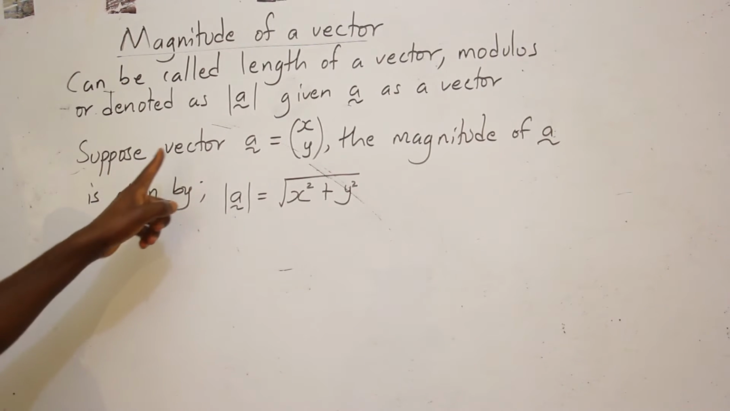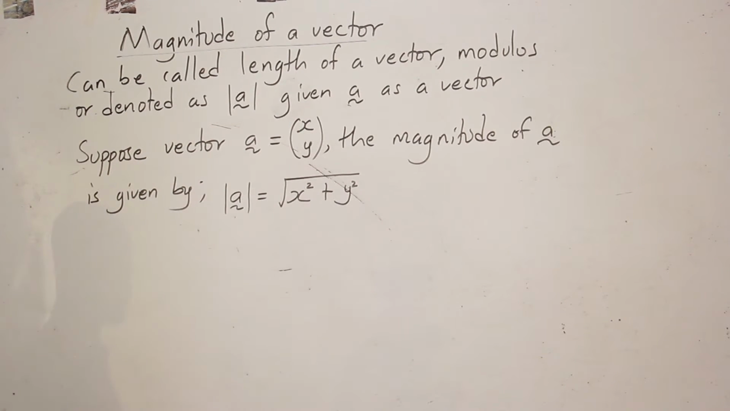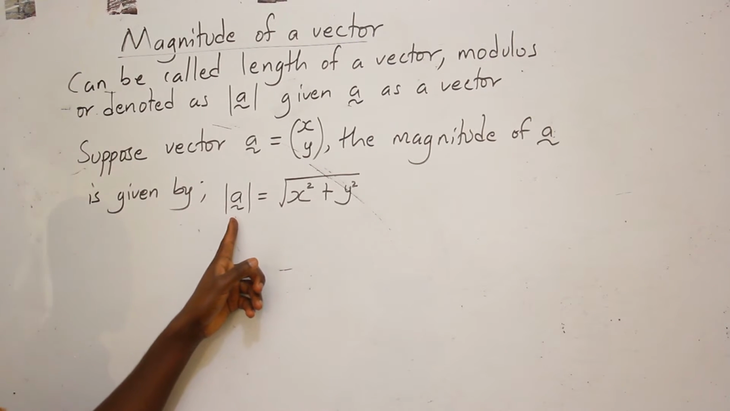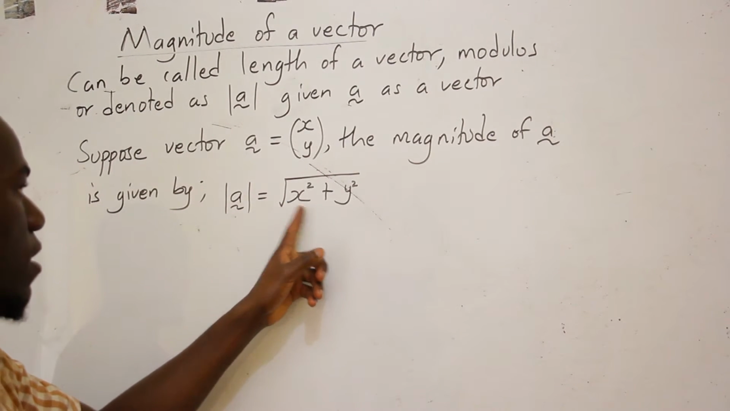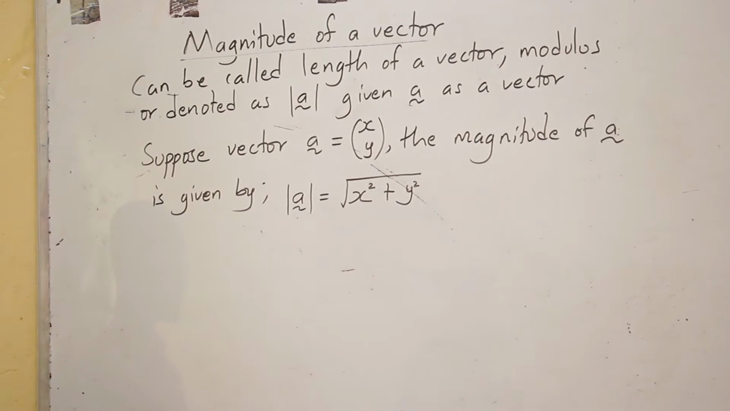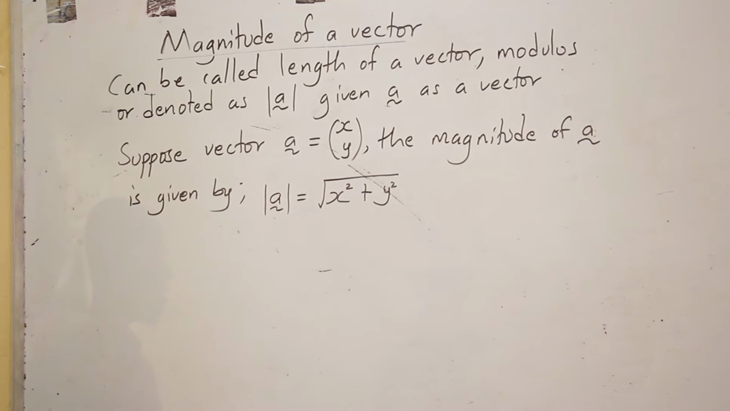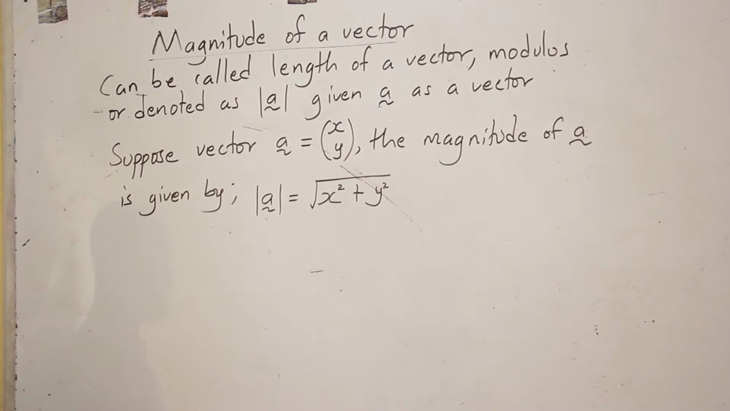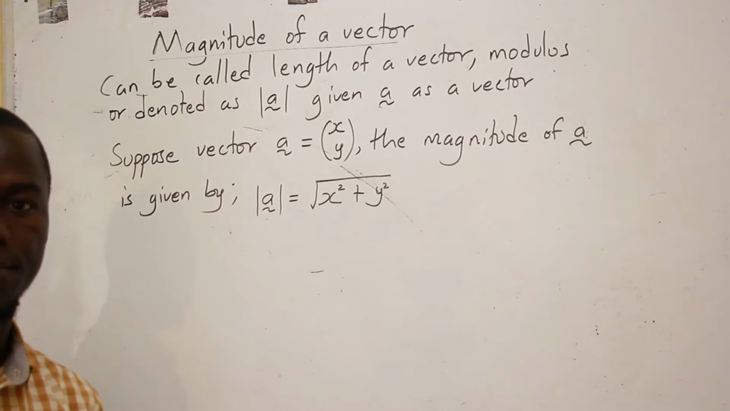So suppose my vector A is given as (x, y), then the magnitude of A is given by the formula square root of the x value squared plus the y value squared. So that is how we get the magnitude of a vector.